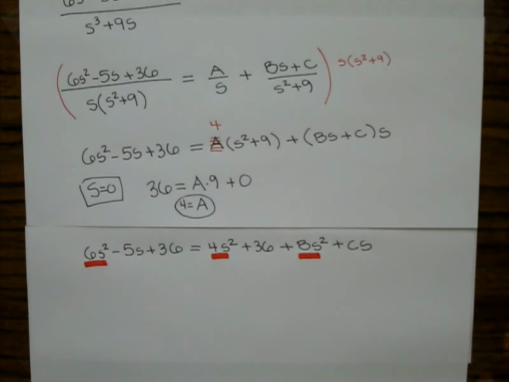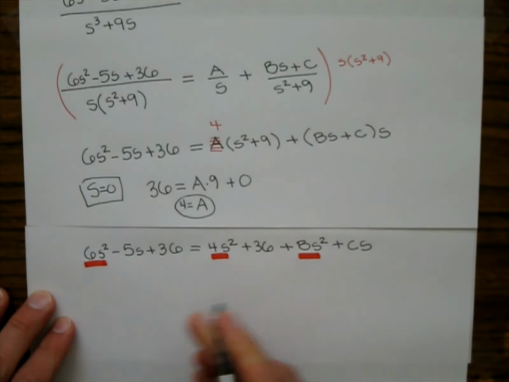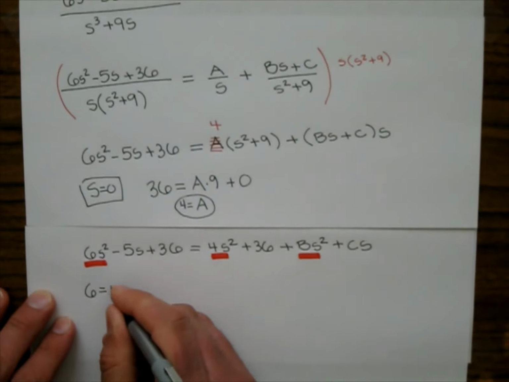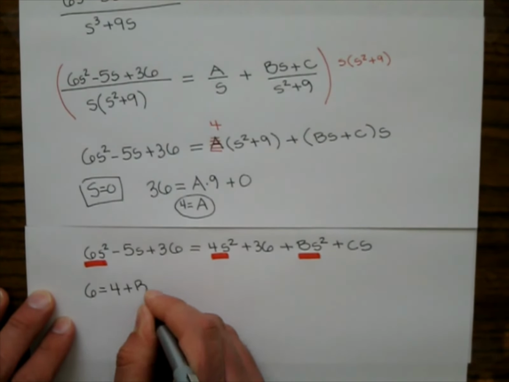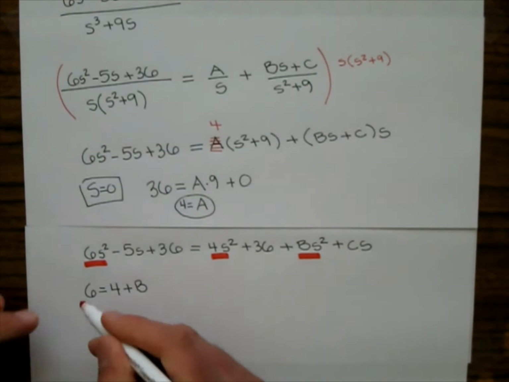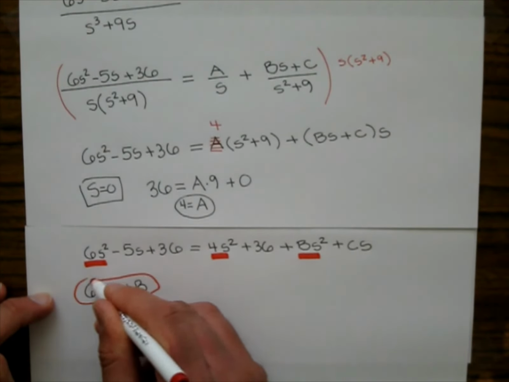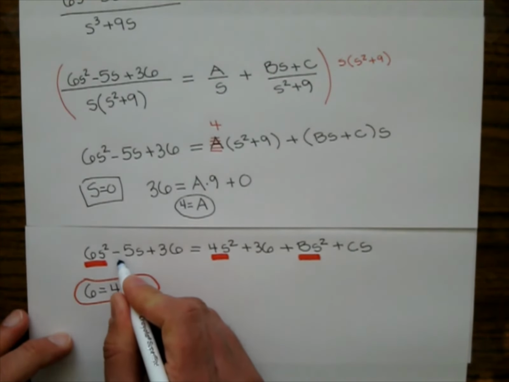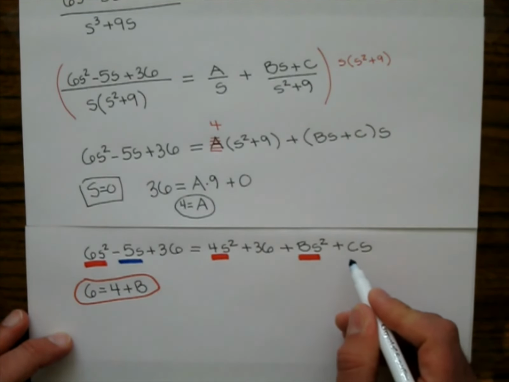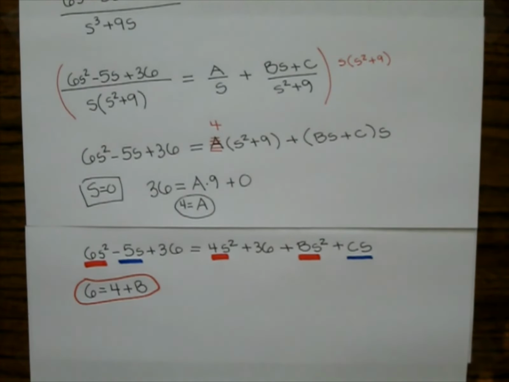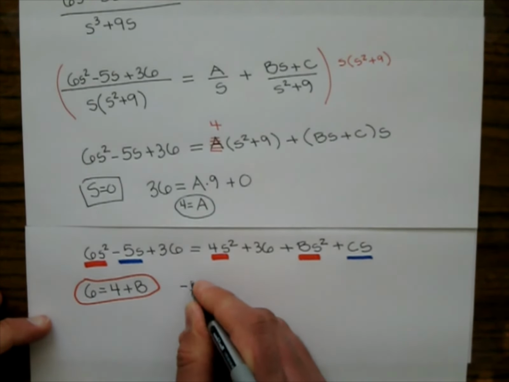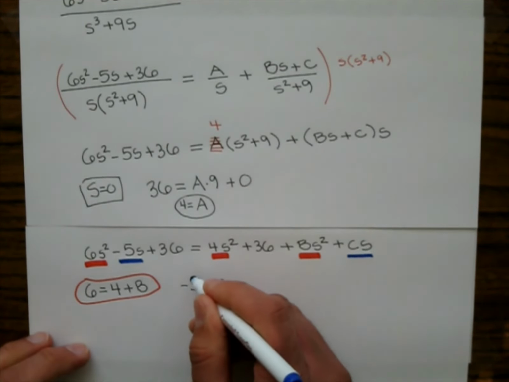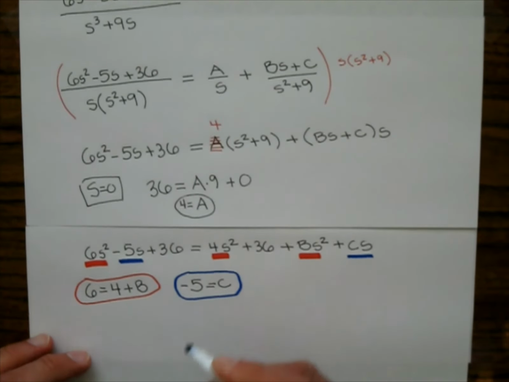And so what I'm going to do with that is I'm going to say that the coefficients are going to be equal. So we're going to have 6 equals 4 plus b, because that's what the red gives us. I'll circle this in red here. And the blue, I'm going to underline all the just plain s's in blue. This is going to give me -5 equals c. So we pretty much know how to finish this off, but we'll continue.